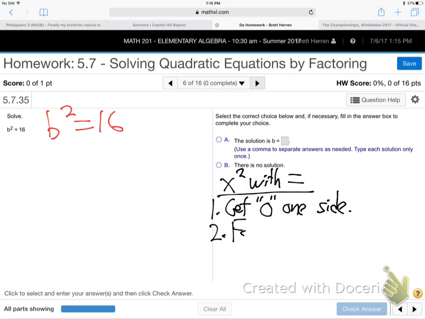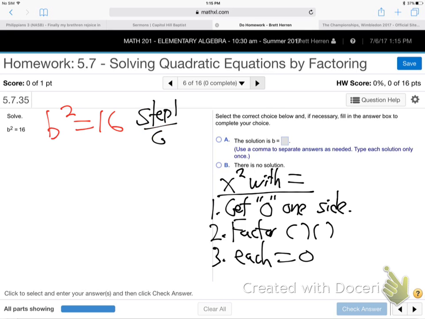Step 2, then you factor, like with the parentheses. And step 3, each one gets their own 0. So there's the 3 steps. Let's go up here and do it. So what I'm saying is, up here on this problem, on step number 1, I've got to get a 0. So when you see x squared or b squared, whatever, with an equal sign, you need to think, oh, first step, get a 0. First step, get a 0. I've got to get a 0.